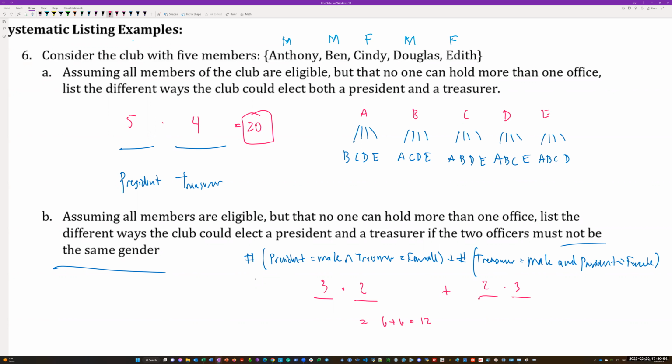Does that make sense? Now you could just write them all out, of course, but if there were more, I don't want to write these out. I'm definitely going to make a mistake. Does that make sense? Question?